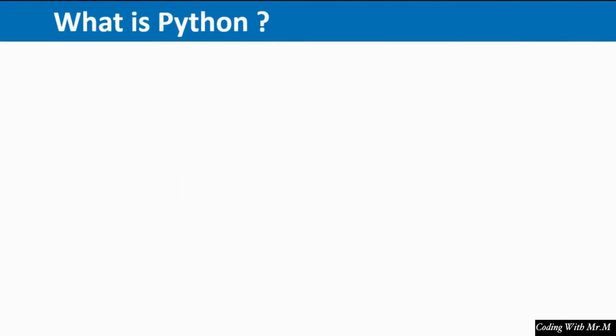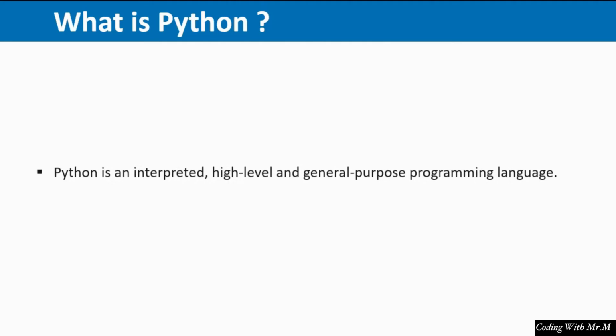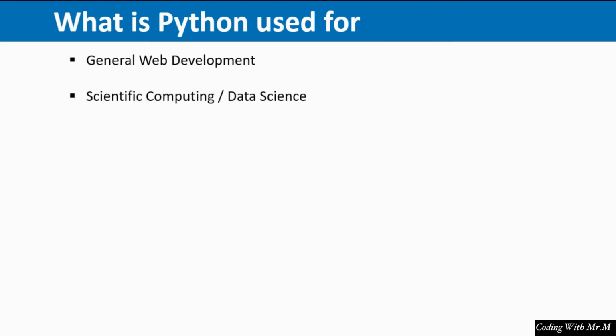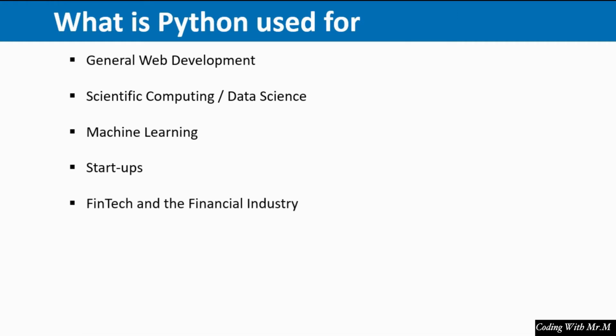What is Python? Python is an interpreted, high-level and general-purpose programming language. What is Python used for? Python can be used for general web development, for scientific computing and data science, for machine learning. Python is used in startup companies. Python can be used in fintech and the financial industry. Python is used for software development. Python can be used in mathematics. Python can also be used in system scripting.